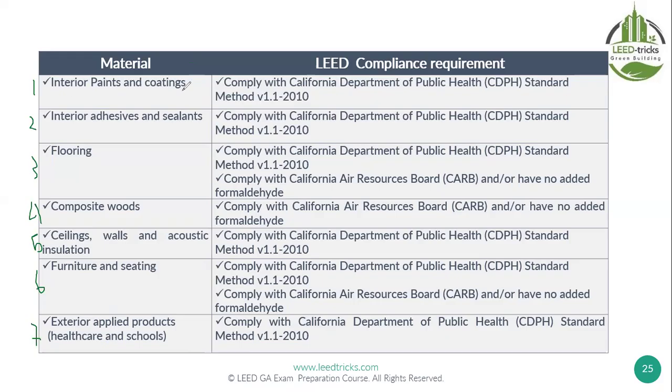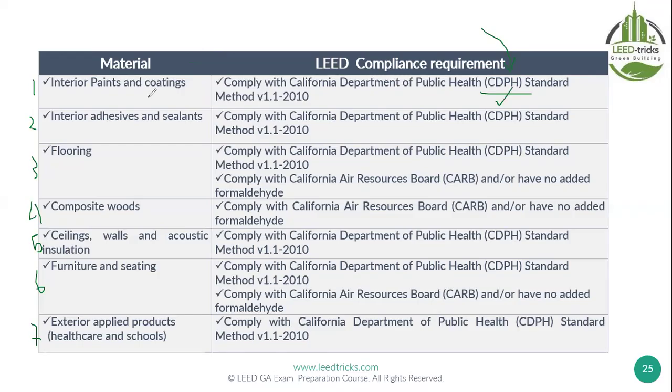Interior paints and coatings comply with this standard, the California Department of Public Health. They put the standard method for paints and coatings. What is the VOC content? CDPH, California Department of Public Health. Since the system is American, they will always refer to American standards. Even if you have an equivalent, you still need to compare it to CDPH, so it is better for you to go to CDPH.